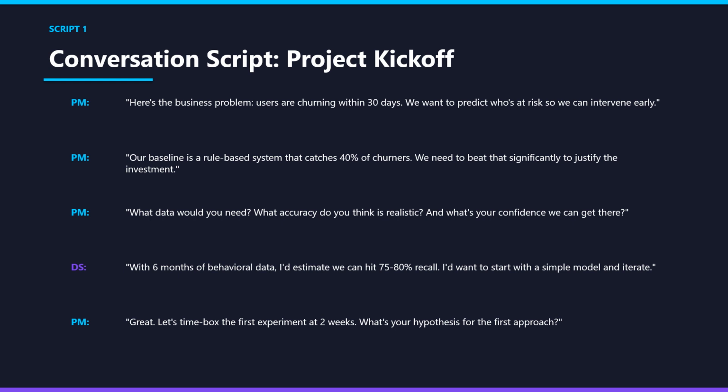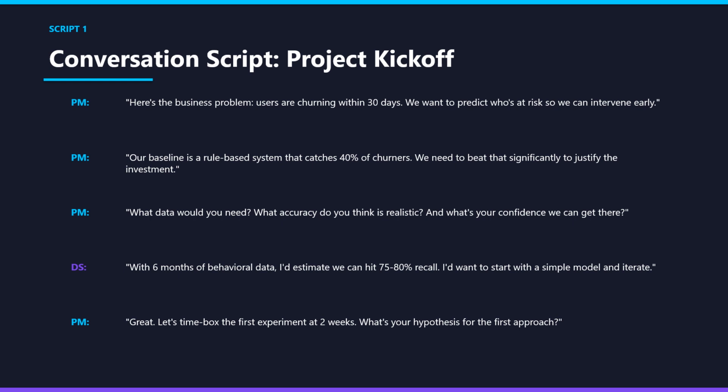So you say, here is a business problem. Users are churning within 30 days. We want to predict who is at risk so we can intervene early, right? Notice that you are leading with the business problem, not a technology. And then, our baseline is a rule-based system that catches 40% of churners. We need to beat that significantly to justify the investment. You have set the bar, and the data scientist knows what success means now.